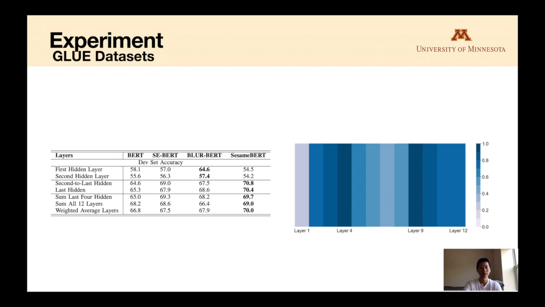Finally, we observed the direct effects of SesameBERT on various layers. Although our proposed architecture performed poorly in lower layers, it outperformed the other methods, BlurBERT and SeBERT, in higher layers. So these findings indicated that in higher layers, using our method helps self-attention models to capture more information in all layers and the neighboring words.